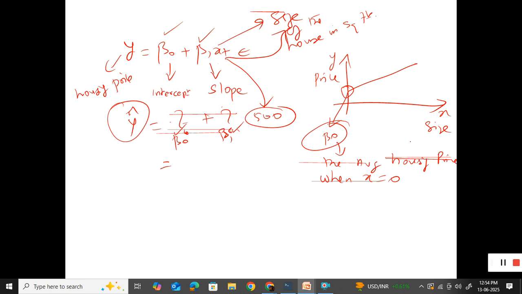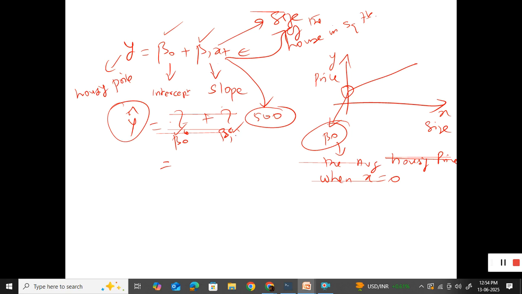So the beta naught, what it tells us, is the intercept. Sales is my y variable. Even if I don't give advertisement, which is x equal to 0, ad is 0, still the sale is happening. That is what the beta naught is: the average, in this case, sales, when x equal to 0.